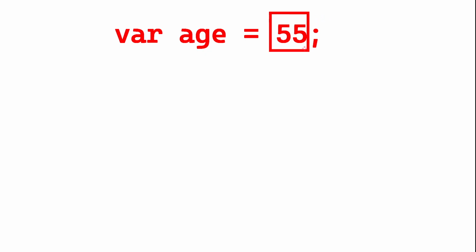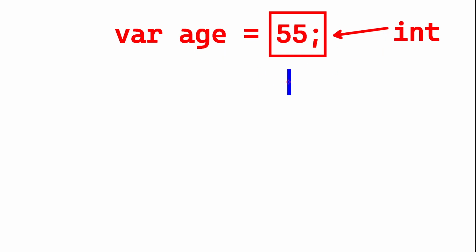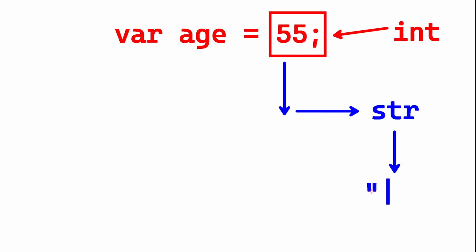For example, we have a variable called age, and then you can set this to 55. Now this 55, everyone knows that this is an integer, right? So that's not a new thing. What's interesting is that you can convert this 55 simply to a string. How would it look if it was a string? It would be inside a double quote like this. So this is just me converting an integer to a string.